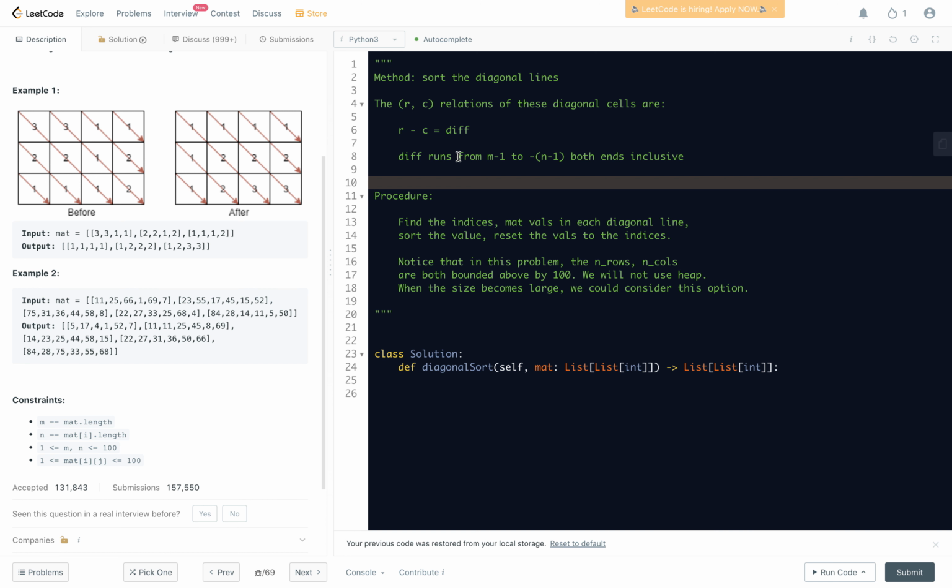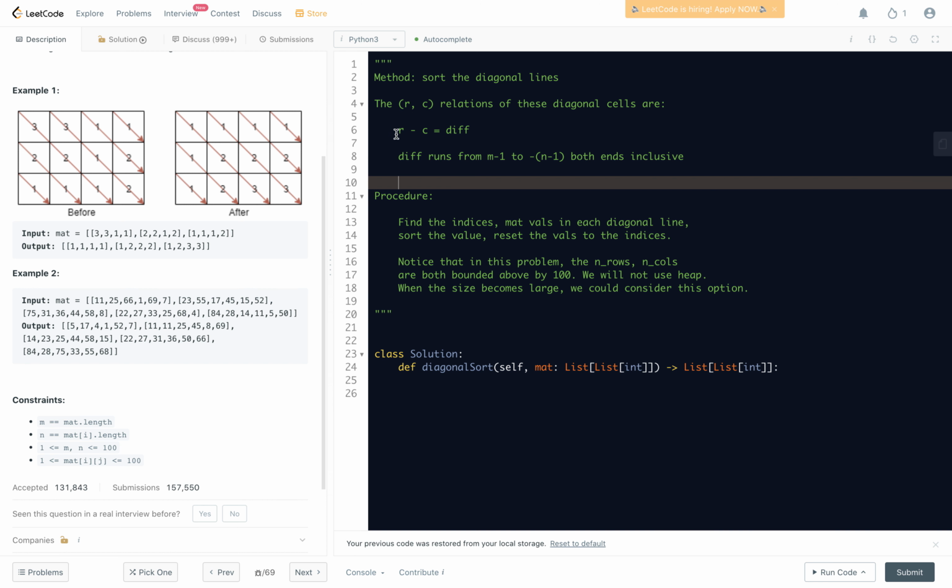First, the method actually is very straightforward. We are going to sort the diagonal lines. Here the diagonal lines are based on the definition in this problem statement. Let R and C be the row and column coordinates for this matrix. The relation for R, C of these diagonal cells is the following: R minus C equals a parameter called diff. Here diff runs from m minus 1 to negative (n minus 1) with both ends inclusive.